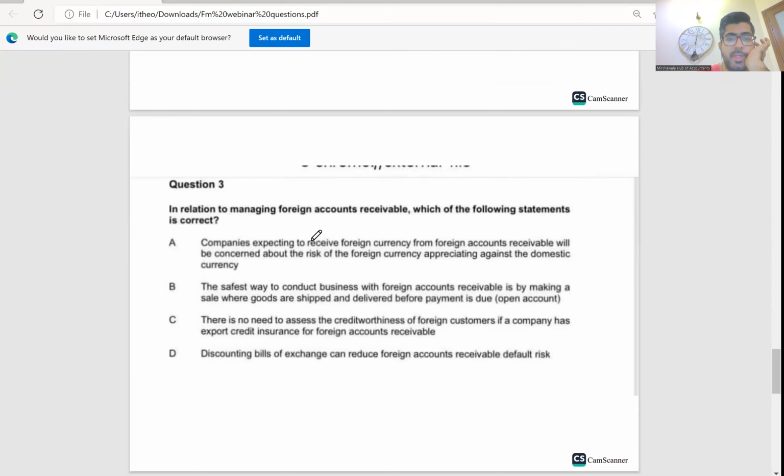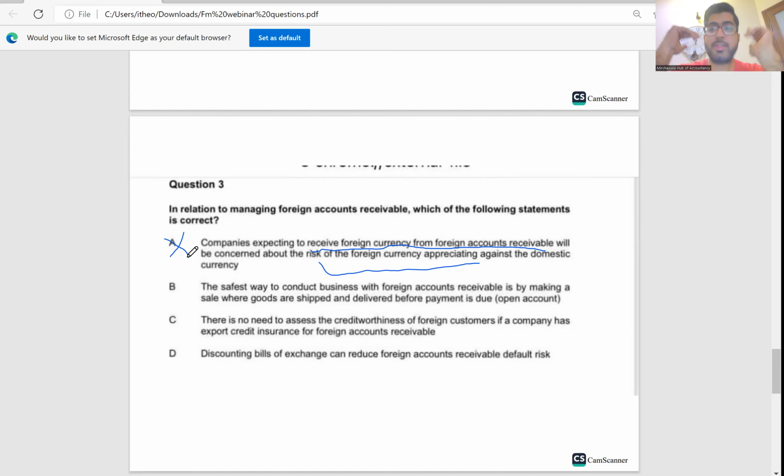Okay, question number 3. In relation to managing foreign accounts receivable, which of the following statements is correct? Companies expecting to receive foreign currency from foreign accounts receivable will be concerned about the risk of foreign currency appreciating against domestic currency. A big wrong statement.